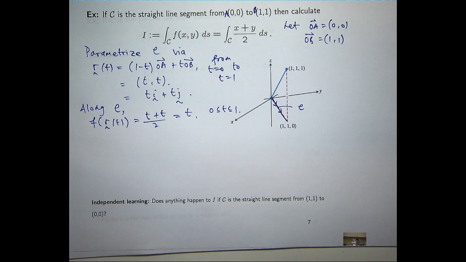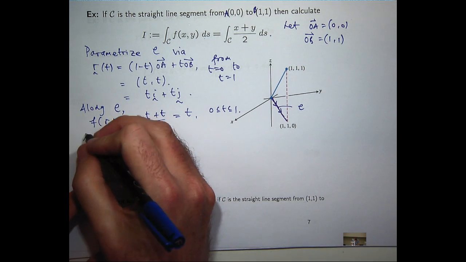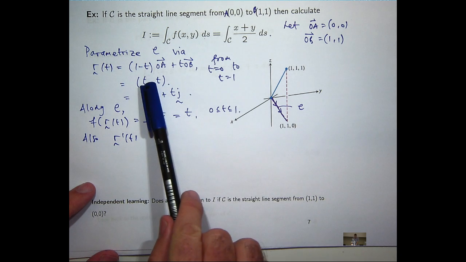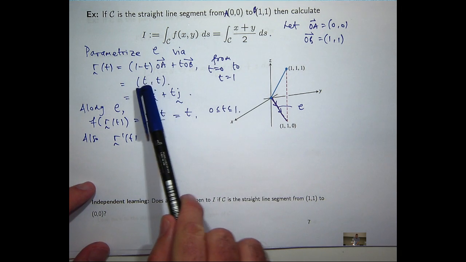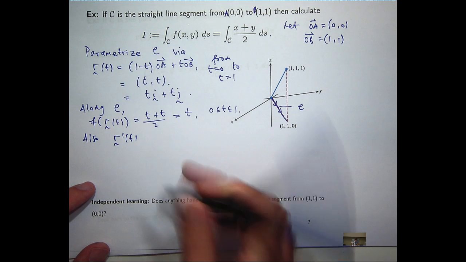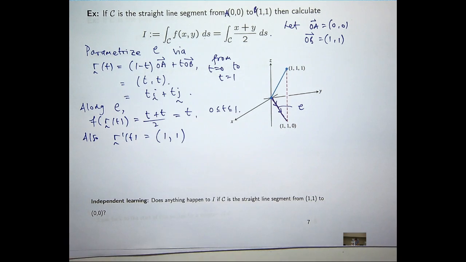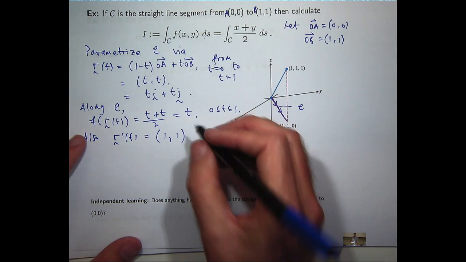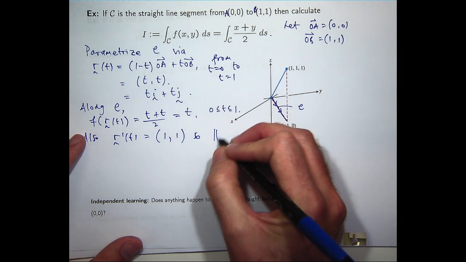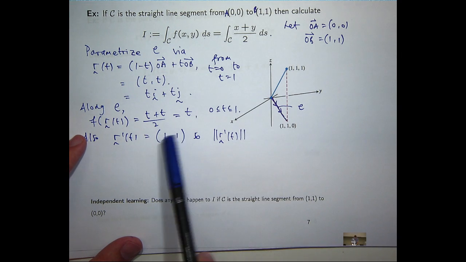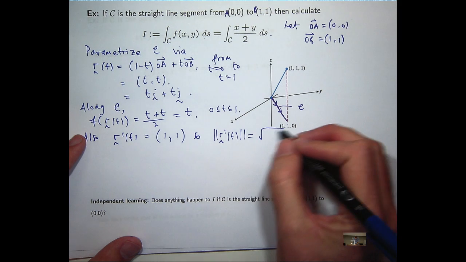All right, so I still need to calculate r dash. To calculate it, I just go to each component and calculate the derivative with respect to t. So if I differentiate the first component, I'm going to get 1. And if I differentiate the second component, I'm going to get 1 also. So the magnitude: I square each of these components, add them together and take the square root.